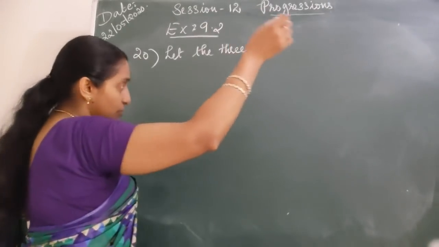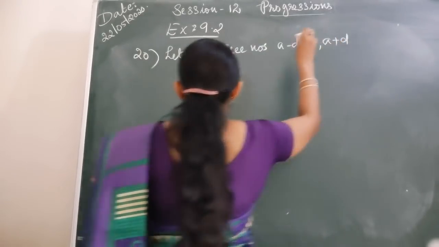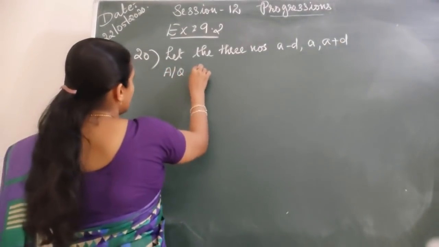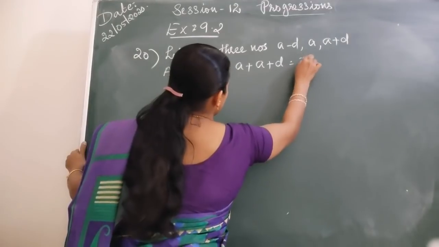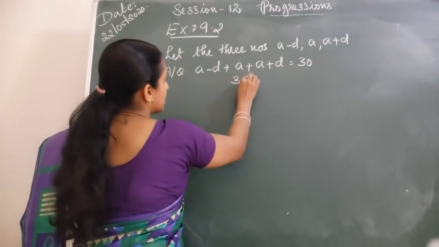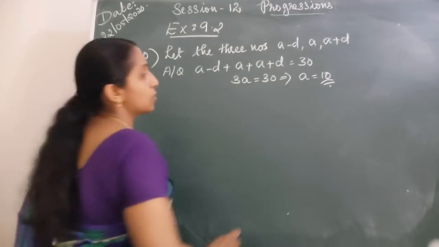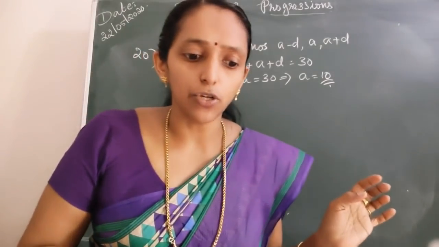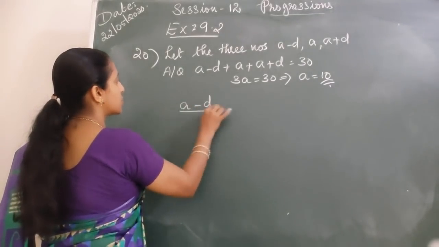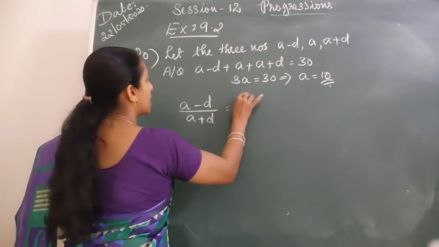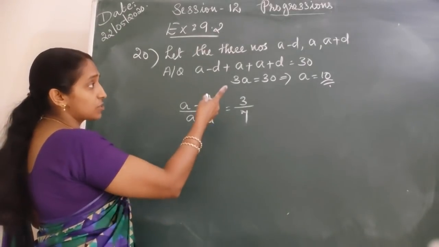So we will assume the three numbers as the same, a minus d, a, a plus d, and according to the question, a minus d plus a plus a plus d is given as 30. So after cancelling, you are getting 3a equal to 30 implies a equal to 10. So you got a value as 10. And the second condition given, ratio of first to third is given as 3:7. And a is 10.